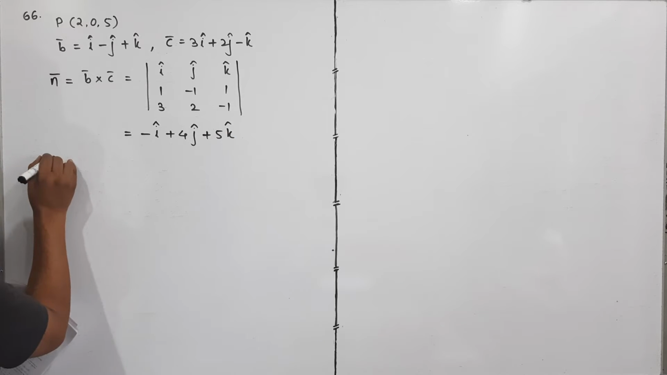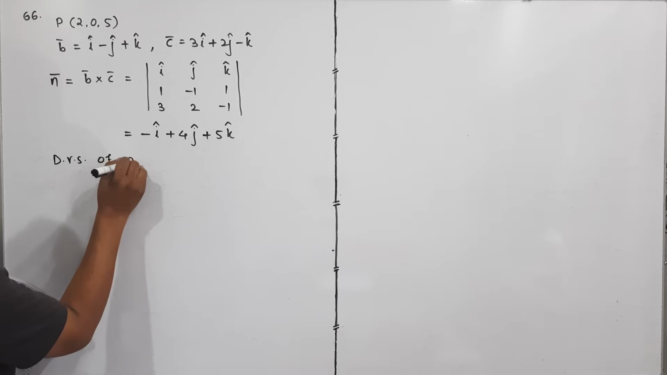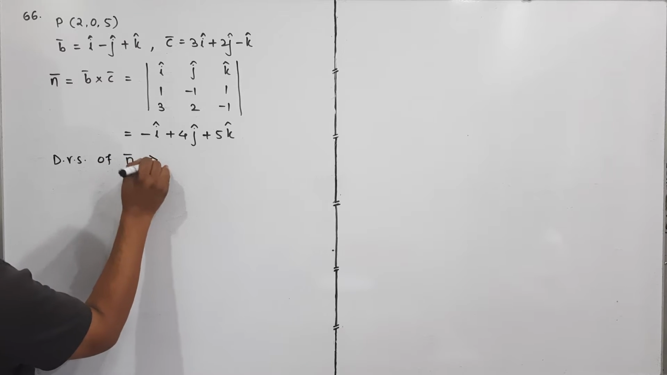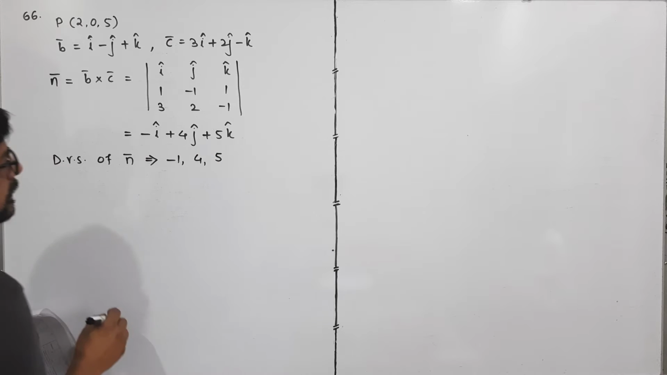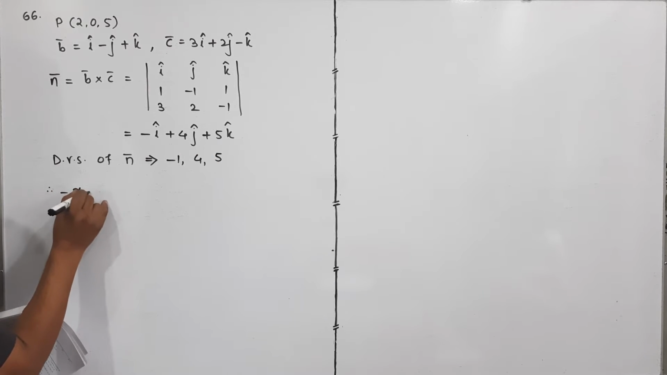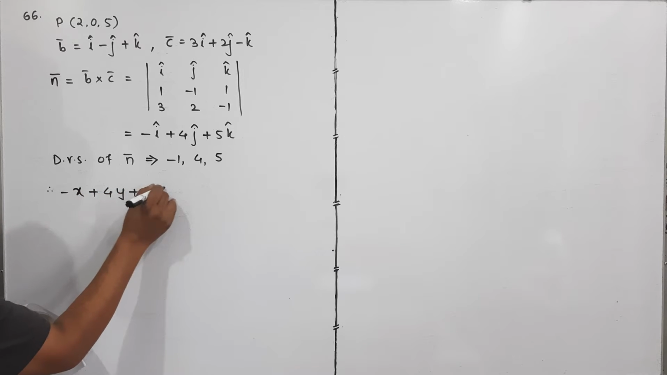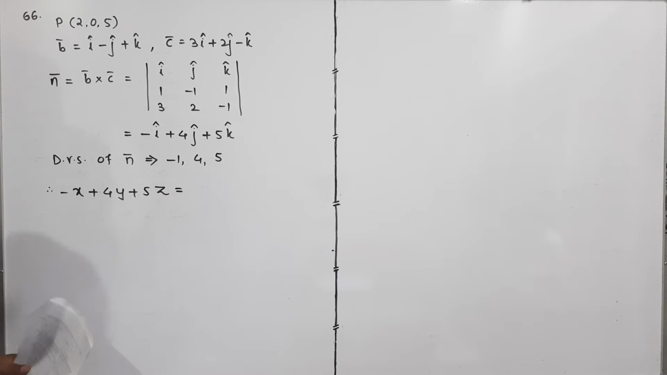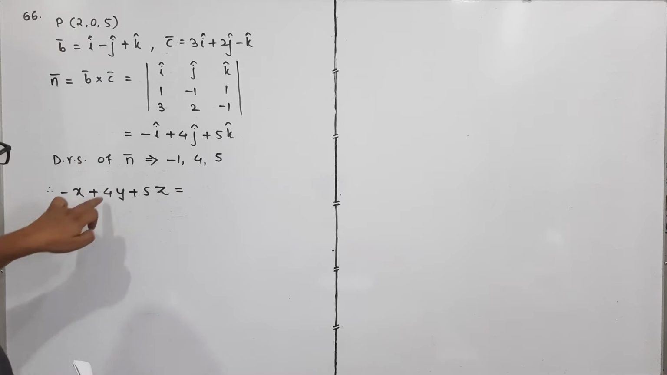Means we can say that direction ratios of normal are nothing but minus 1, 4, 5. Therefore, equation of plane is minus x plus 4y plus 5z is equal to, it is passing through the point 2, 0, 5 means it must satisfy this equation.